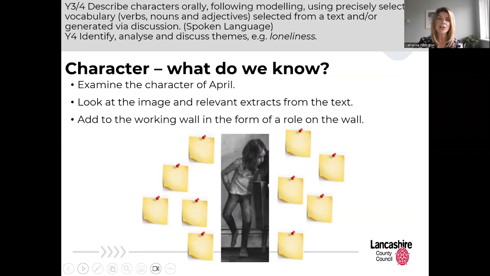So you can see we are starting off here by looking at the character of April. And do remember, when you see those grey strap lines at the top of the page, they are taken directly from our key learning documents. So here we've got young girl April. We're going to have a little look at the image and some relevant extracts from the text. We're going to make some notes following a discussion, and we're going to add these notes to the working wall in the form of a roll on the wall.